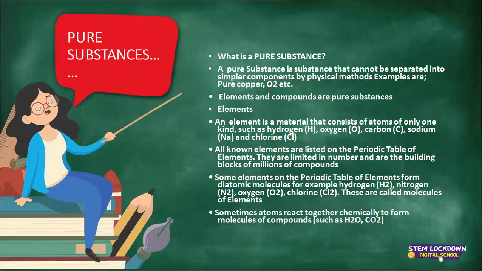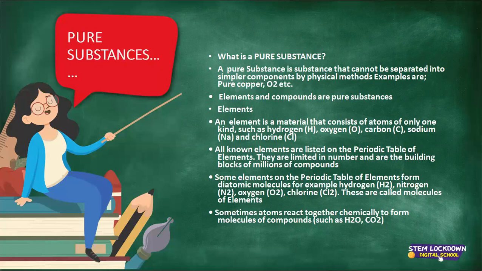All right, let's look at pure substances. What is a pure substance? A pure substance is a substance that cannot be separated into simpler components by physical methods. Examples are pure copper and oxygen. They are pure substances. So elements and compounds are pure substances. You see that copper is an element, is an example.